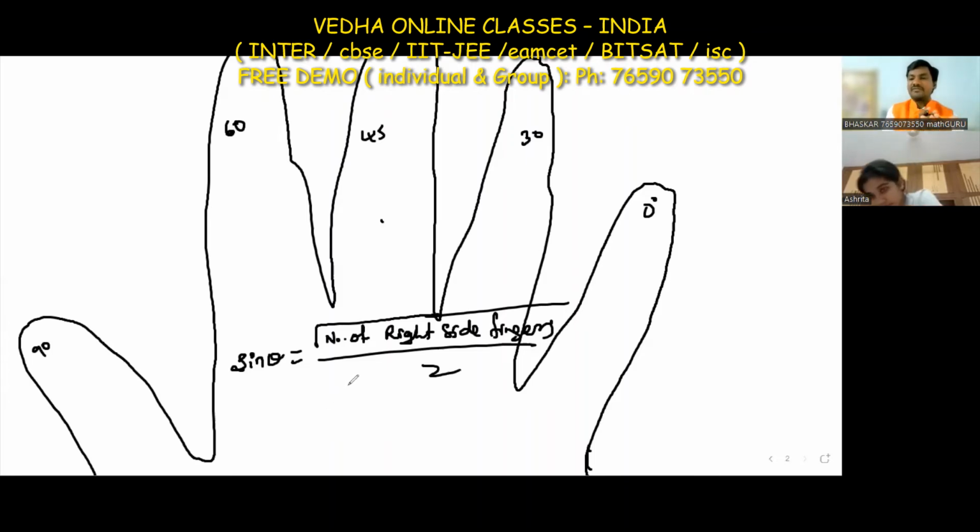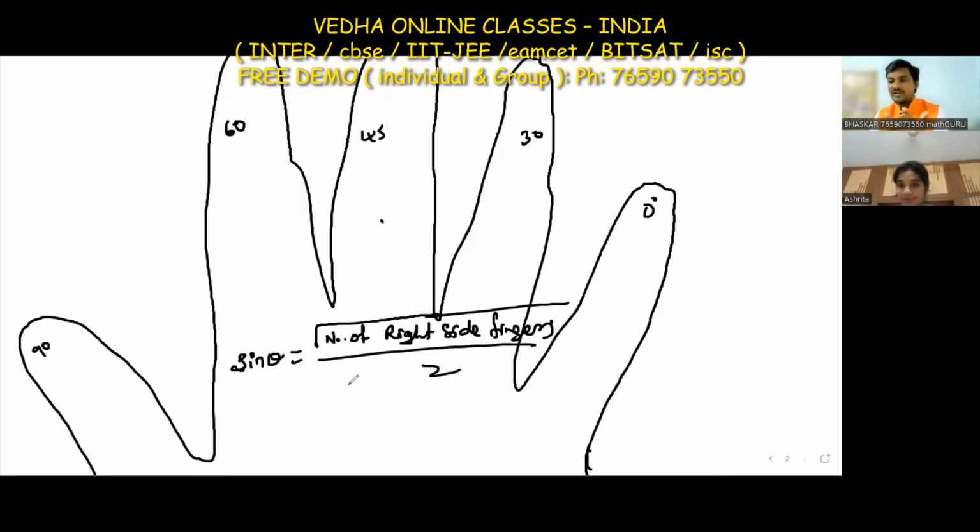Once again, we'll revise the sine theta values. Just take your left hand and close them one by one. Close the 0 degrees finger. How many fingers are there on the right side? 0. So root 0 by 2. What is root 0 by 2? 0. So sine 0 is 0. Close the 30 degrees finger. How many fingers do we have on the right side? 1. So root 1 by 2, root 1 is 1, so that is 1 by 2.